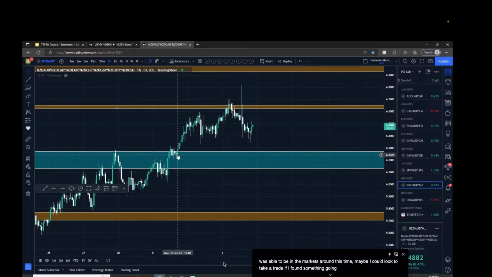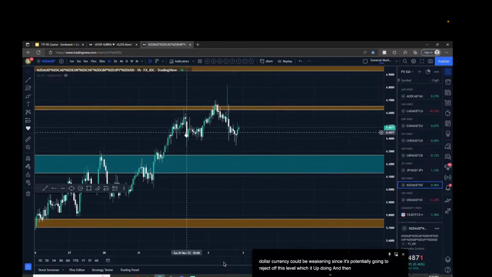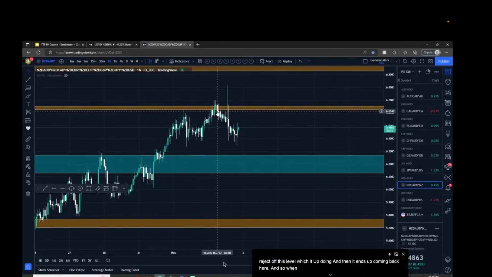to go up. And then what I would do is I would basically set an alert here, and then once it hits, then it might be a good time to take out, because then the New Zealand dollar currency could be weakening since it's potentially going to reject off this level, which it ends up doing. And then it ends up coming back here, and so whenever it's exiting this, I could assume that, hey, maybe it might come back and reject the daily.